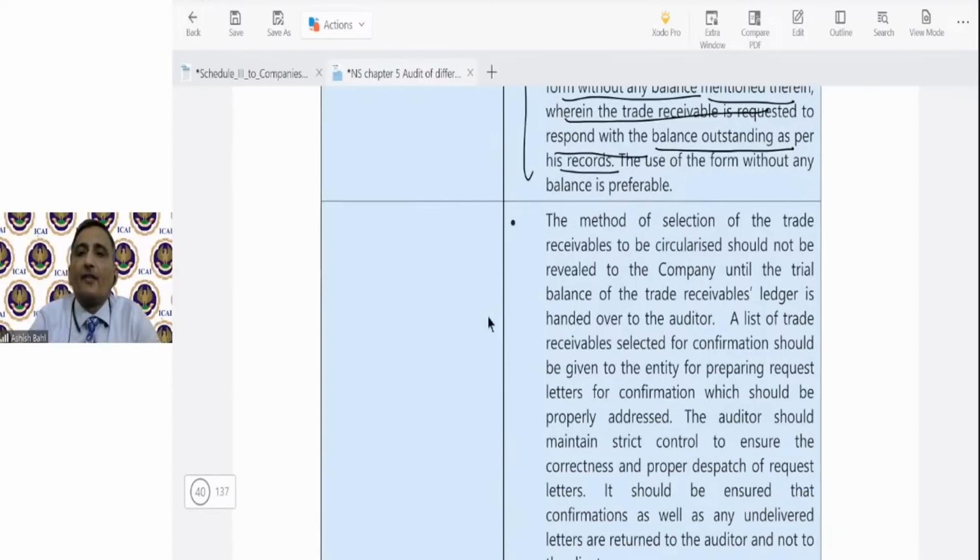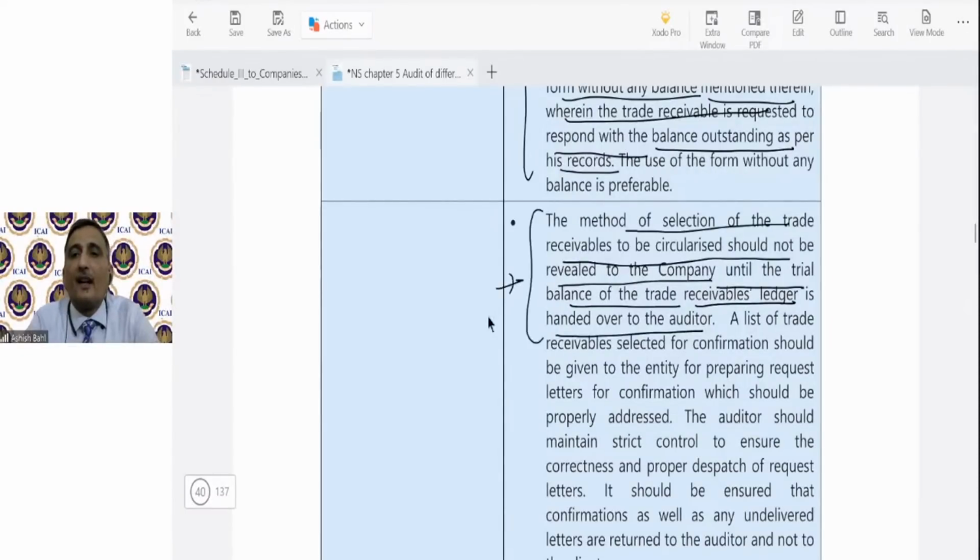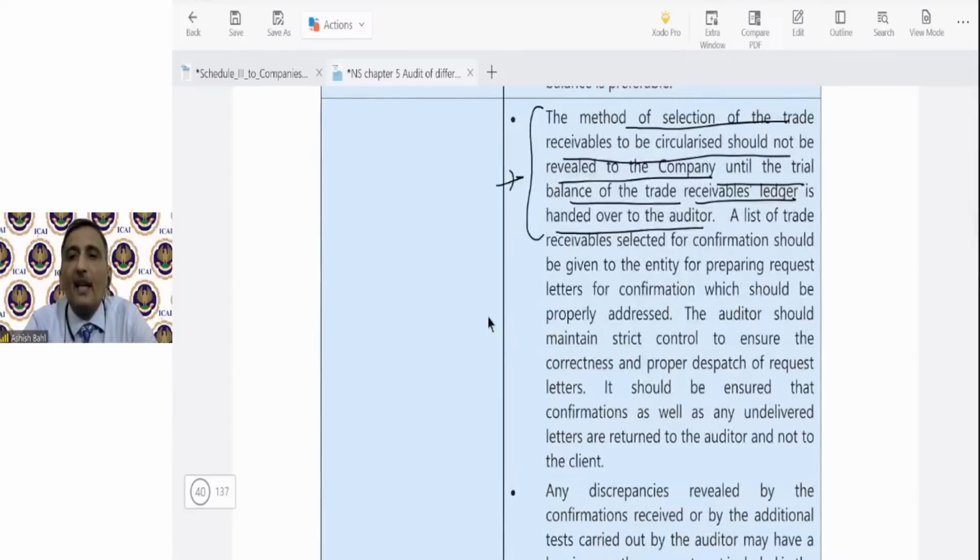So the method of selection of trade receivables to be circularized should not be revealed to the company until the trial balance of trade receivable ledger is handed over to the auditor. कौन से ट्रेड रिसीवेबल्स को कन्फर्मेशन रिक्वेस्ट भेजनी है, क्या उसका मेथड है, ये सारी चीजें कंपनी को रिवील नहीं करनी चाहिए पहले. ओके.